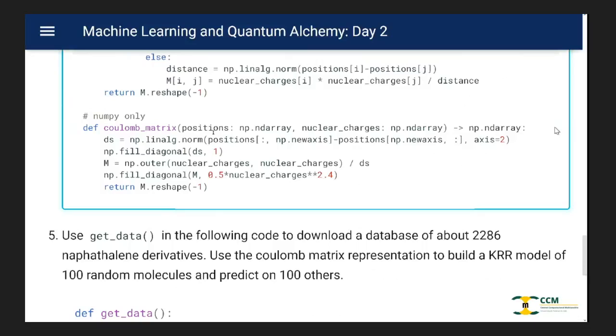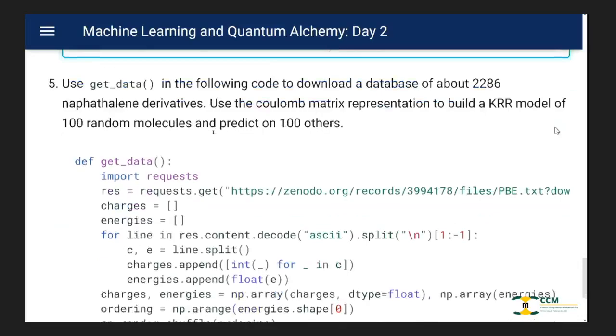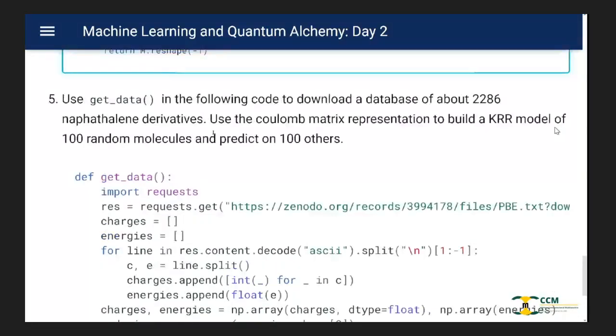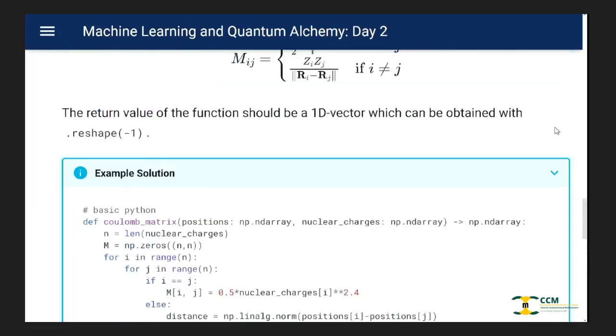Okay, now I want to do the last task from yesterday. Otherwise, it's a little bit like leaving you hanging. So you remember in kernel ridge regression, we need some kind of training data, and we need a representation, right? So the representation we just calculated, that's our Coulomb matrix as a vector.